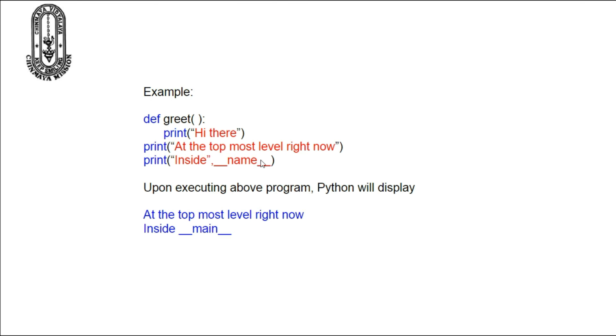By executing this program, we will get this output. Here you can see the main segment is stored in the variable underscore name underscore. Here we have declared a function named greet, and a print statement is there inside that function. Coming to the main segment, we have two print statements. Statement 1 prints at the topmost level right now. The second print statement prints the variable underscore name underscore. So we have the main segment name under the variable underscore name underscore.